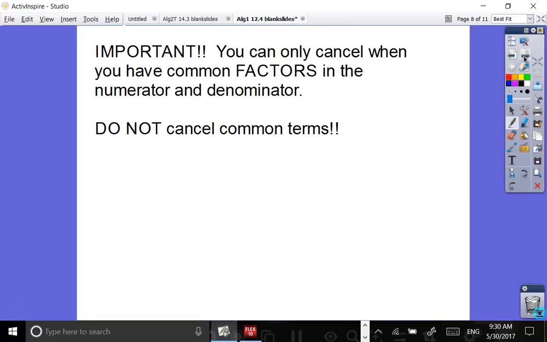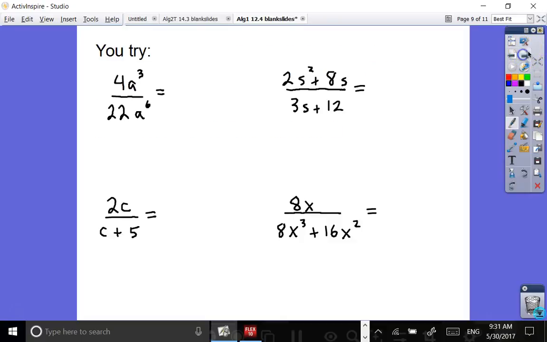Okay, here we go. The important thing is you can only cancel when you have common factors in the numerator and denominator. You cannot cancel common terms. Terms are what's separated by pluses and minuses. You can't just cancel one of those with something in the numerator. That's what to be careful of. So try these 4.